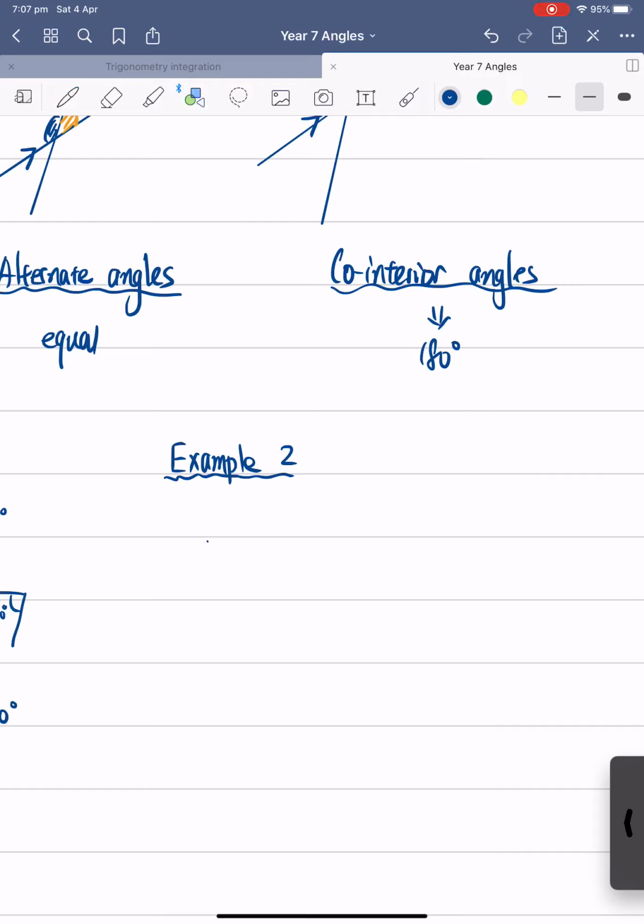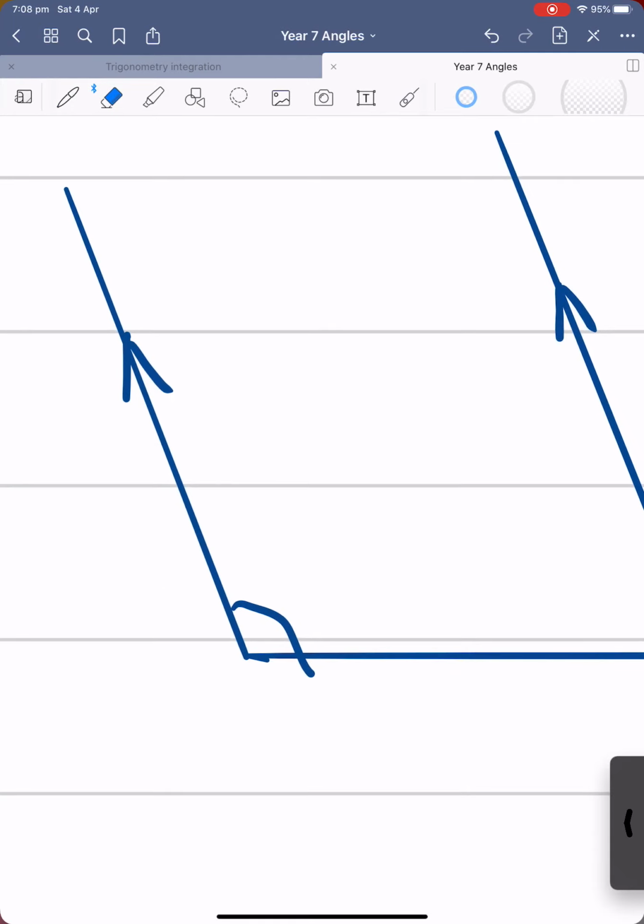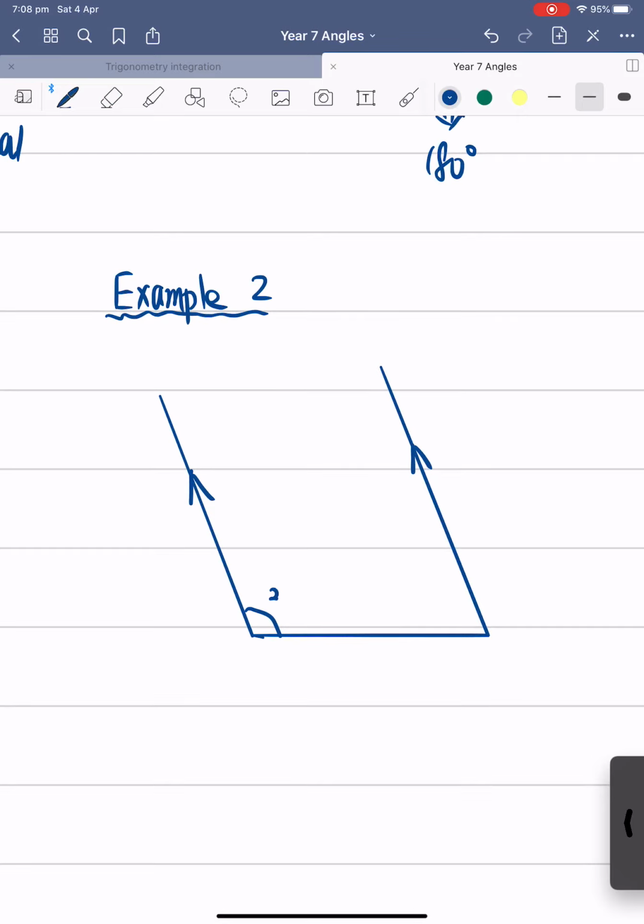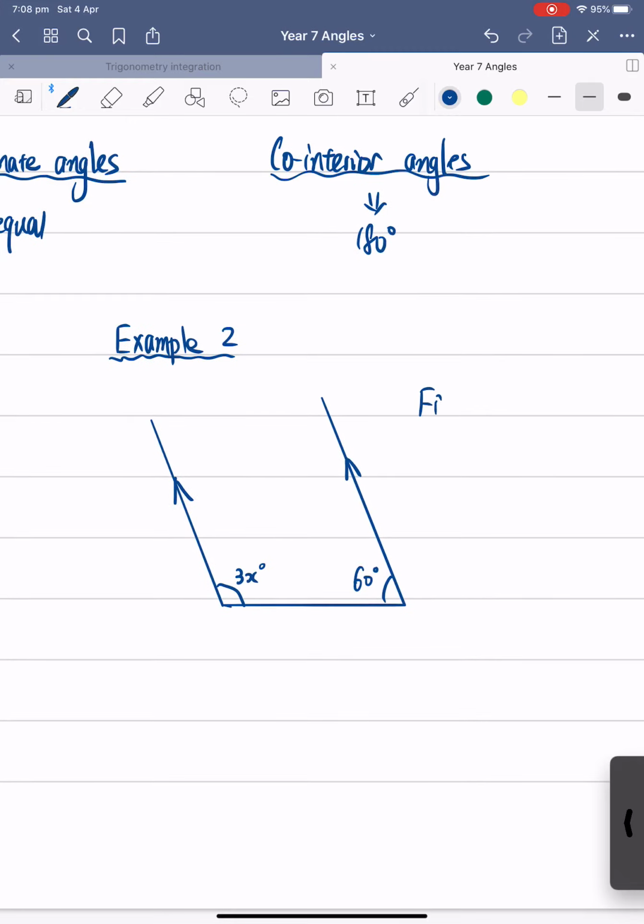All right, so say again, we have a shape like this. Now, these two lines are parallel to each other. So that's another very interesting question here. That angle here is 3x degrees, and then the angle here is 60 degrees. Now here comes the question. How do we know what x is? The question still asks you to find the value of x. Find x degrees. Now what do we do?